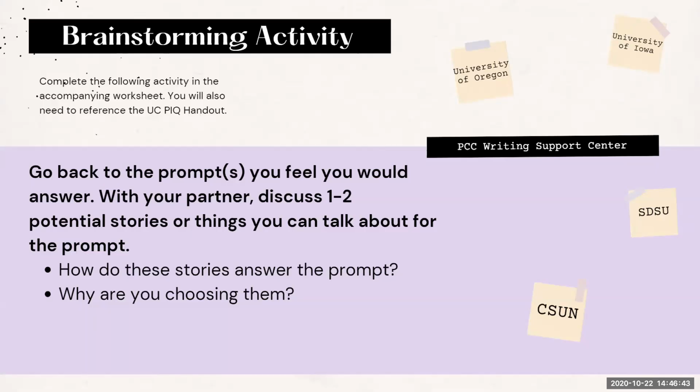With that being said, we're going to go back to the activity handout, and now we're going to start brainstorming. So go back to the prompts you feel you would answer. And well, not with a partner, but if you have someone there that you want to talk to, always encourage, because sometimes that's one of the best ways that we can get our ideas out. But on the handout, write 1 to 2 potential stories or things that you can talk about for the prompt. So, how do these stories answer the prompt? Why are you choosing them?